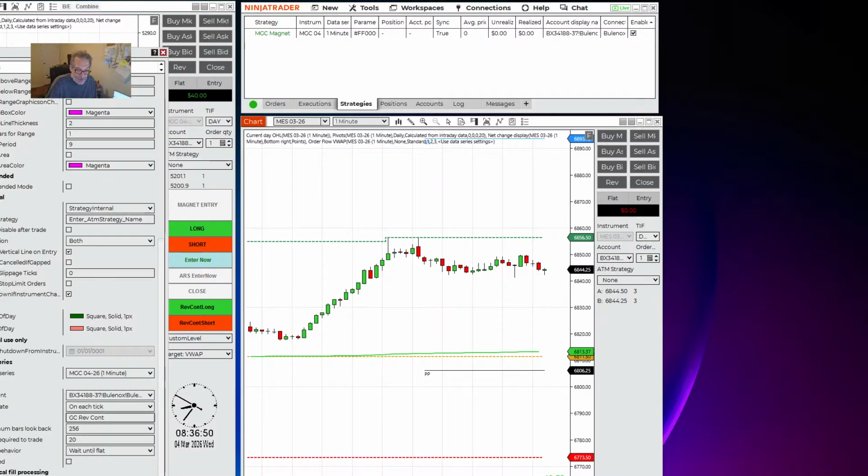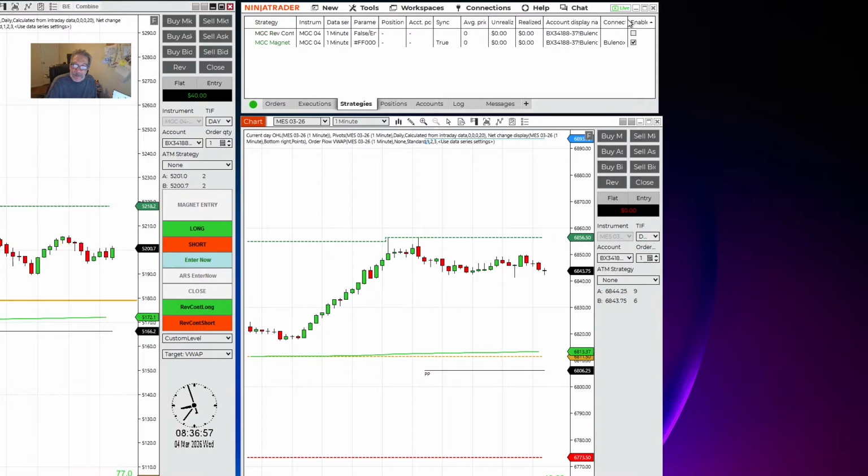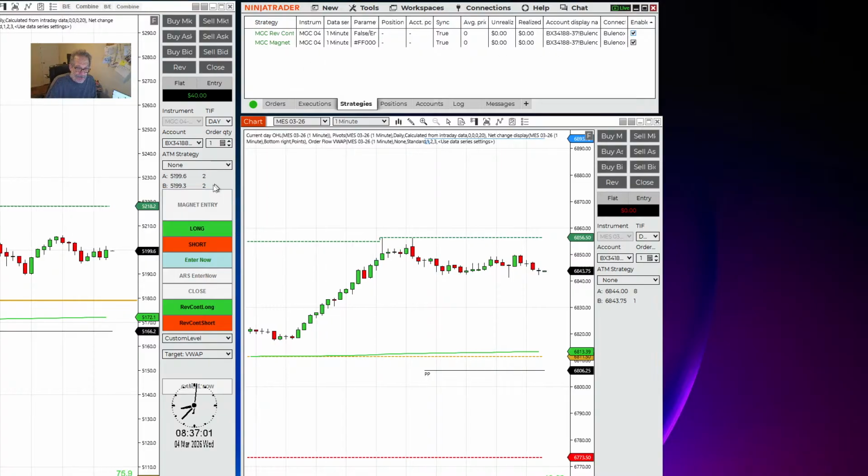I'd label it GC or MGC, reverse continue, because that's what it is. Apply it. And now, if I don't turn the magnet on, right, I just want to watch because I don't want an automatic entry. I can trade it with the reverse continue.